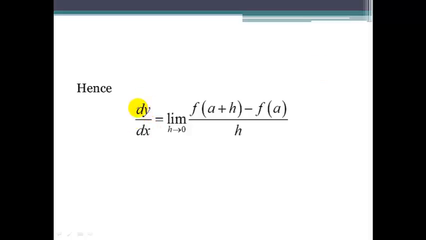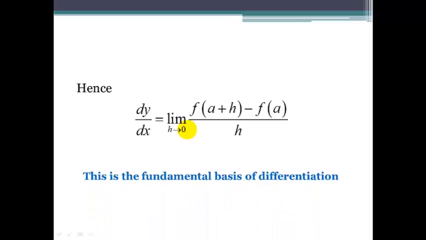That to find dy/dx, it is basically finding the limit of the gradient of the red secant line by letting H approach 0. This is the fundamental basis of differentiation. We are not going to have to prove this in any form, but this introduction is to let you understand what is the idea behind dy/dx.